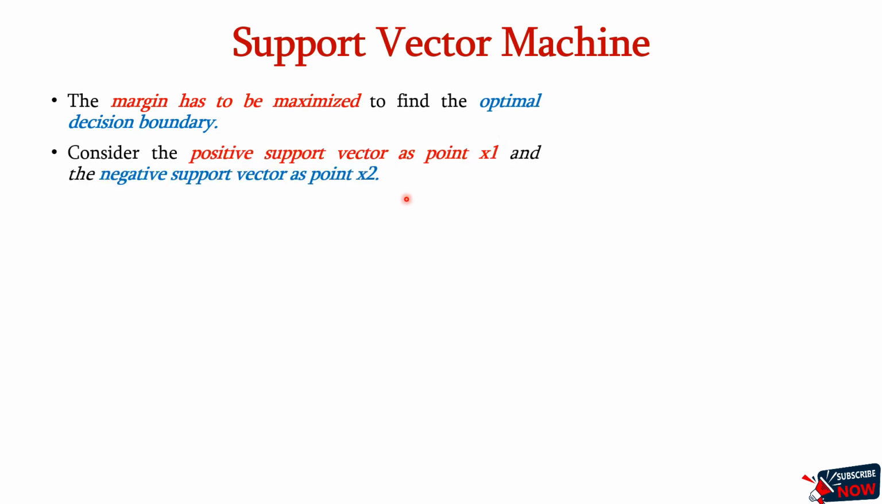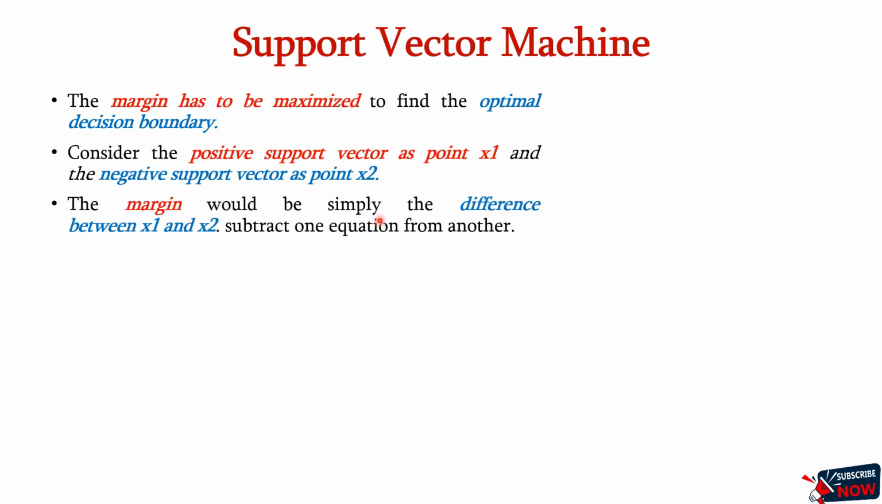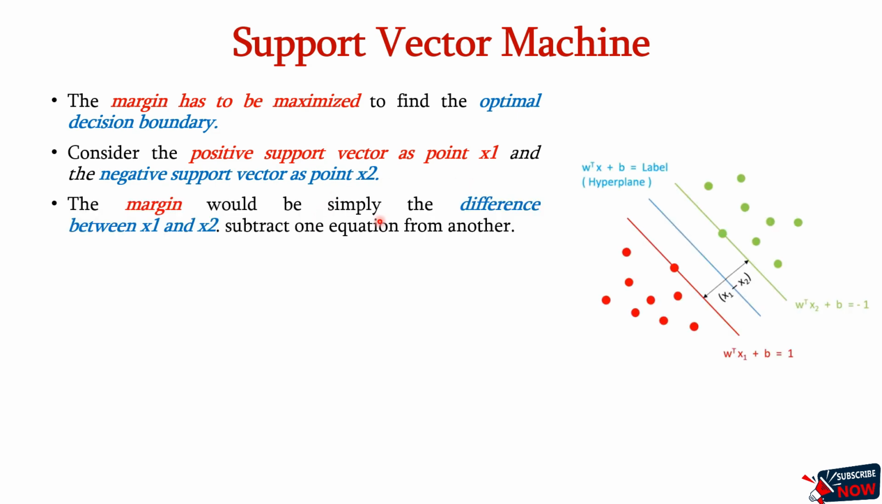Consider the positive support vector as point x1 and negative support vector as point x2. The margin would be simply the difference between these x1 and x2. Now let us subtract the equations from one another. That is, for positive class, we have W transpose into x1 plus b is equal to 1. For negative class, we have W transpose into x2 plus b is equal to minus 1.